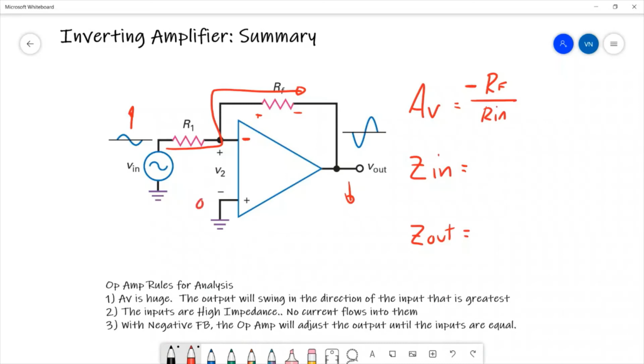When the op-amp is working, it's adjusting the output until both inputs are 0, which means that basically, as far as this signal is concerned, it has this resistor on it. Zin is equal to Rin. The op-amp will adjust the output until the inputs are equal, and it will continue to do this. So it doesn't matter what you stick on this, 1 k ohm, 100 ohm, 10 ohms, it will bump the voltage back up. So Z out is approximately 0 ohms.